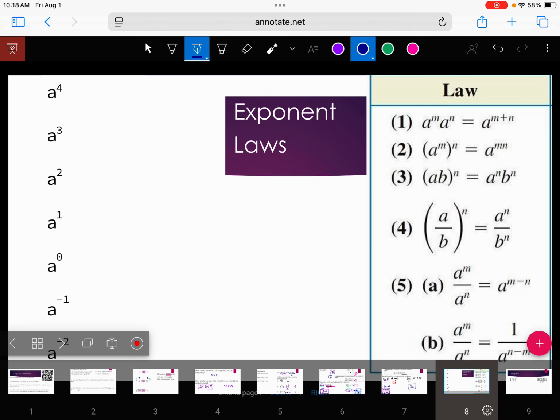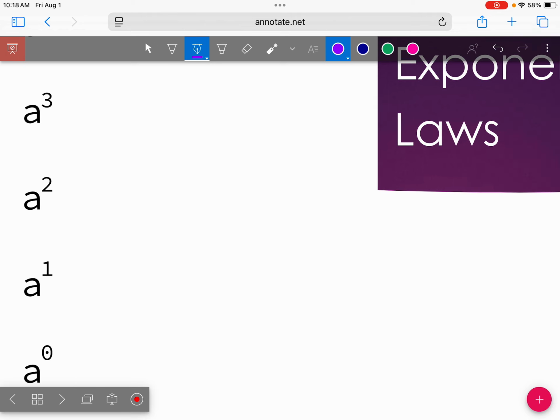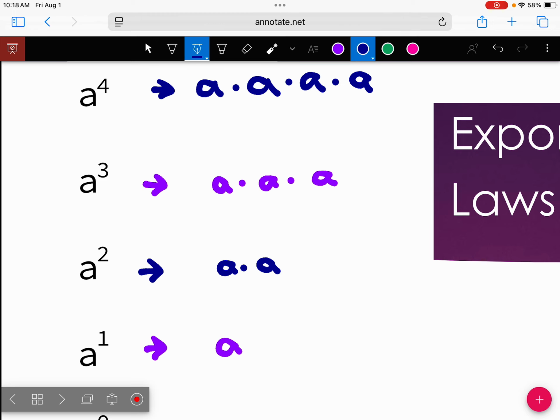With our chaos on the left, welcome to my brain, I'm going to rewrite these multiplying them out, just so we can see something. I'm going to start with a to the first, which I'm going to write as just a. A to the second, that's the same thing as a times a. A to the third, well, that's a times a times a. And a to the fourth is a times a times a times a, 4 a's. So as we go up, we're multiplying by a each time. So times a gives me another, times a gives me another.